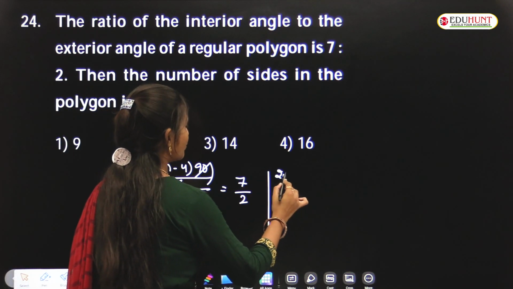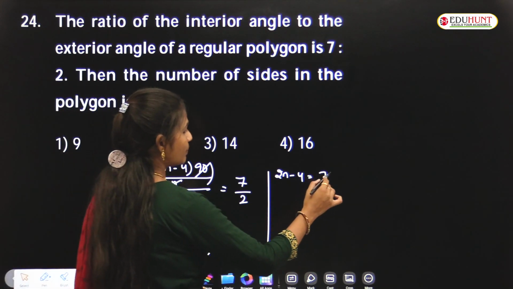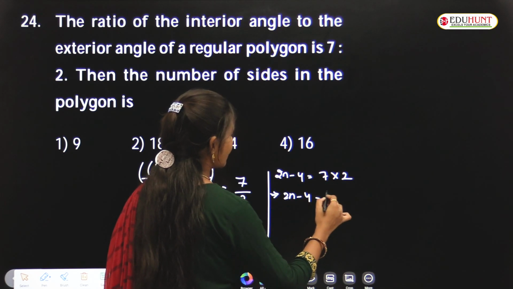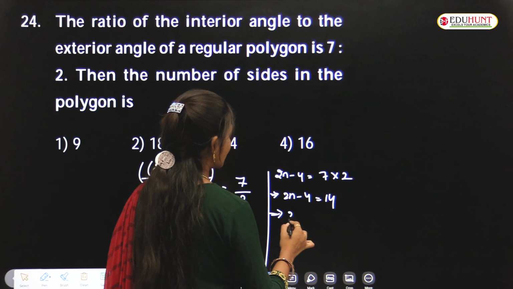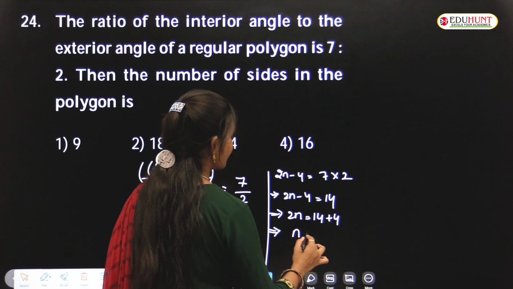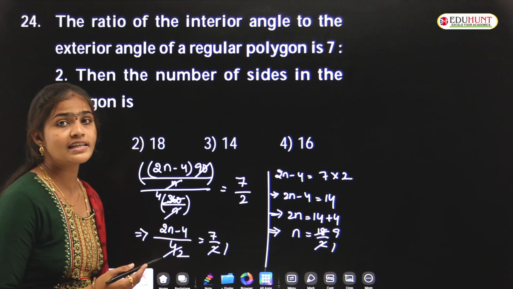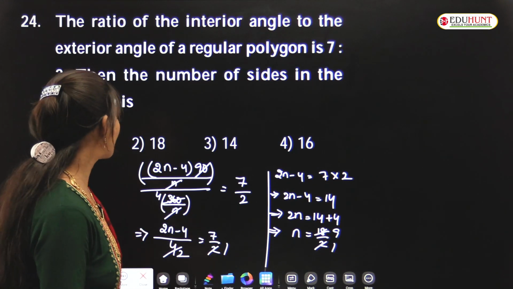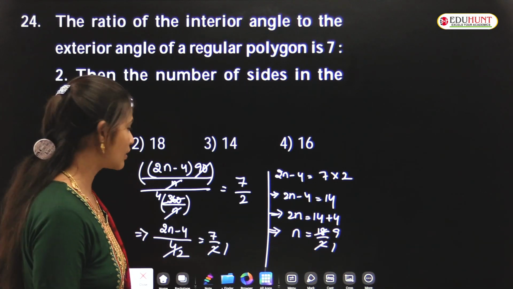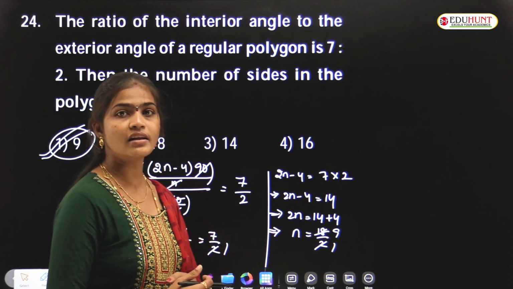After that, 2n minus 4 is equal to 7, and here 2 is in division, so that becomes multiplication. From this, 2n minus 4 is equal to 7 times 2, that is 14. So 2n is equal to 14 plus 4. From this, n is equal to 18 by 2, so n is equal to 9. Number of sides is equal to 9. So option 1 is correct. A 9-sided figure is a regular nonagon.